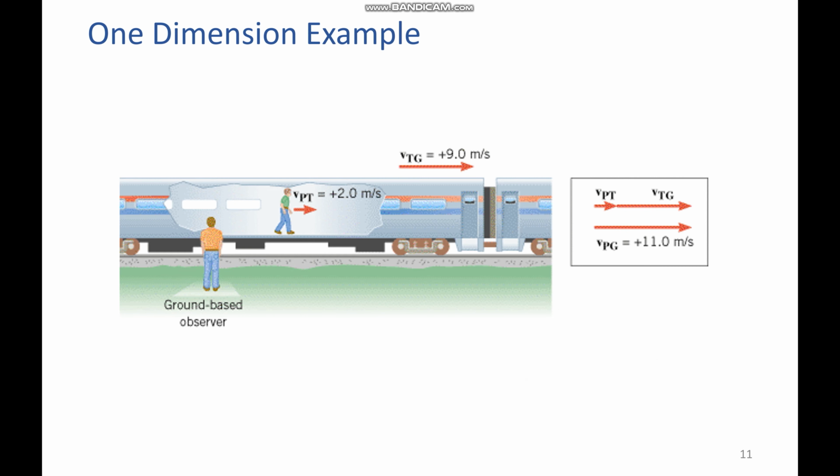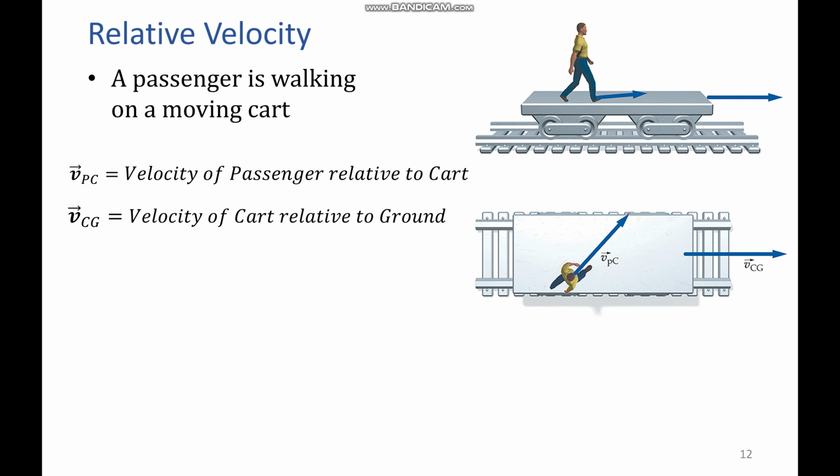So let's look at another example, maybe a little bit easier to understand. It's in one dimension. You've got somebody moving on a train here. So the velocity of the person with respect to the train is 2 meters per second. And then you also have the train moving, the velocity of the train with respect to the ground at 9 meters per second. If you have an observer here watching this person, he's going to see the person moving with respect to the ground, right? So put these two together just like before, and we're going to get this value, V_PG, which is 11 meters per second.